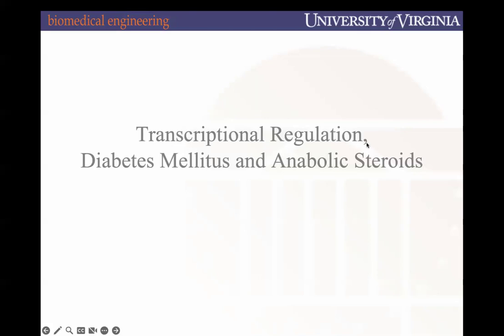All right, so to follow up from last class, we talked about DNA replication. In today's class, we'll actually be talking about transcription. On Thursday, the focus of the lecture will actually be on transcriptional regulation, and we'll be applying each of those to different contexts. Today, we'll be talking about transcription in the context of diabetes.